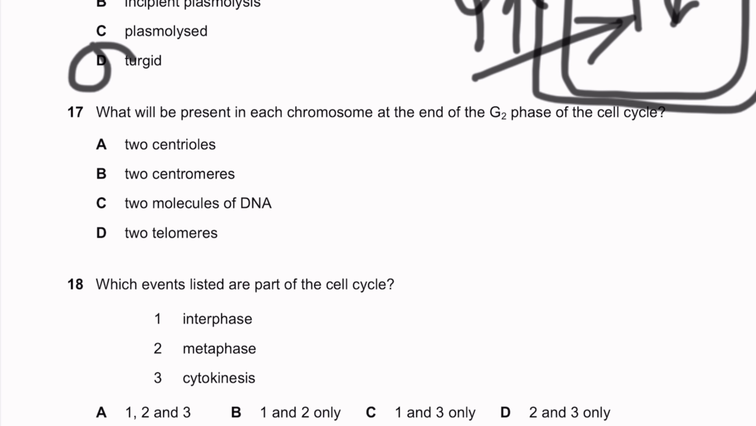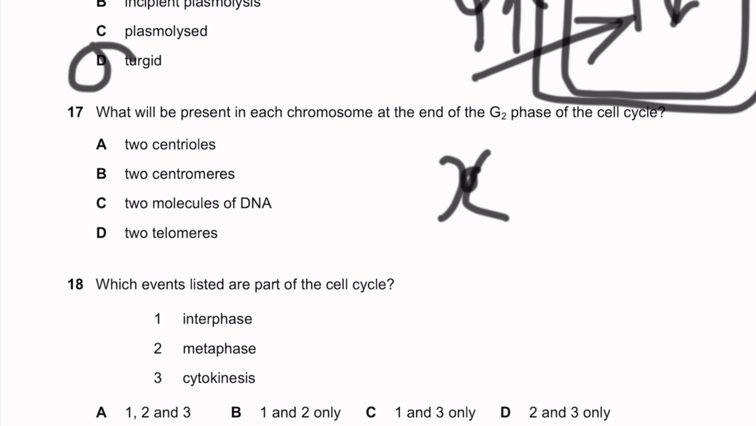What will be present in each chromosome at the end of G2 phase of the cell cycle? So G2 happens after S phase. And S phase is basically the phase where there is synthesis, or let's say replication, of the chromosomes. Okay, the chromosomes will be duplicated, and we say it's not really duplicated, more like chromosomes are going to have 2 chromatids instead of 1. And so 1 centromere and 2 chromatids.